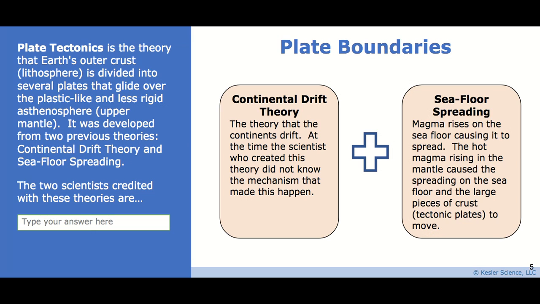So the upper crust of the Earth is called the lithosphere, and it's divided into those plates that we call plate boundaries or tectonic plates. Underneath of it, you have the asthenosphere, and that's more plastic-like. It's not as rigid. It's a little more fluid in its structure.